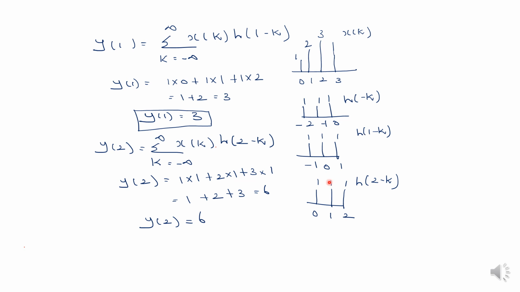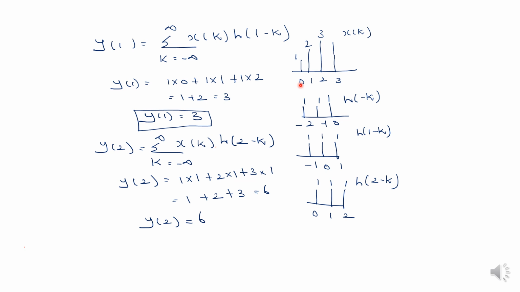h of 1 minus k starts from minus 1, for k is equal to minus 1. If I push it towards the positive direction by 1 unit, then h of 2 minus k will start from k is equal to 0. So for k is equal to 0, I have 1. For k is equal to 1, I have 1 again. And for k is equal to 2, the value again is 1. Now we need to perform convolution between x of k and h of 2 minus k. If you look at this, both sequences start at k is equal to 0.